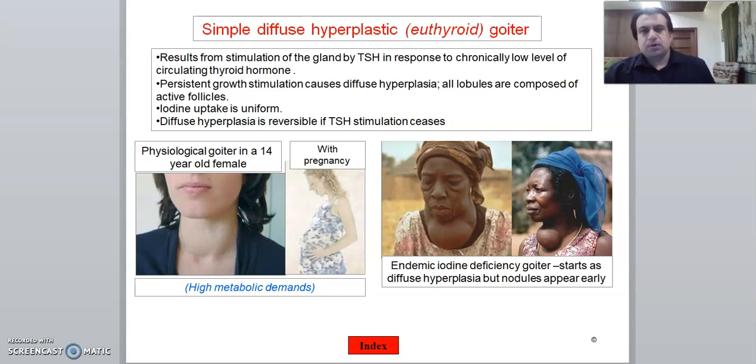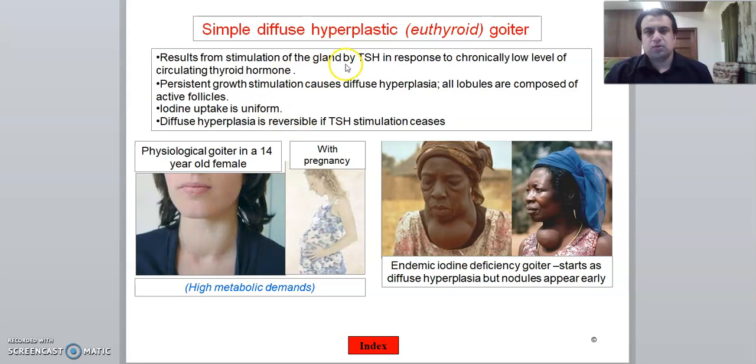Now coming to simple diffuse hyperplastic euthyroid goiter. As you can see with the picture, this is generally an enlargement of the thyroid gland. It's a euthyroid enlargement of the gland, resulting from stimulation of the gland by TSH in response to chronically low levels of circulating thyroid hormone.